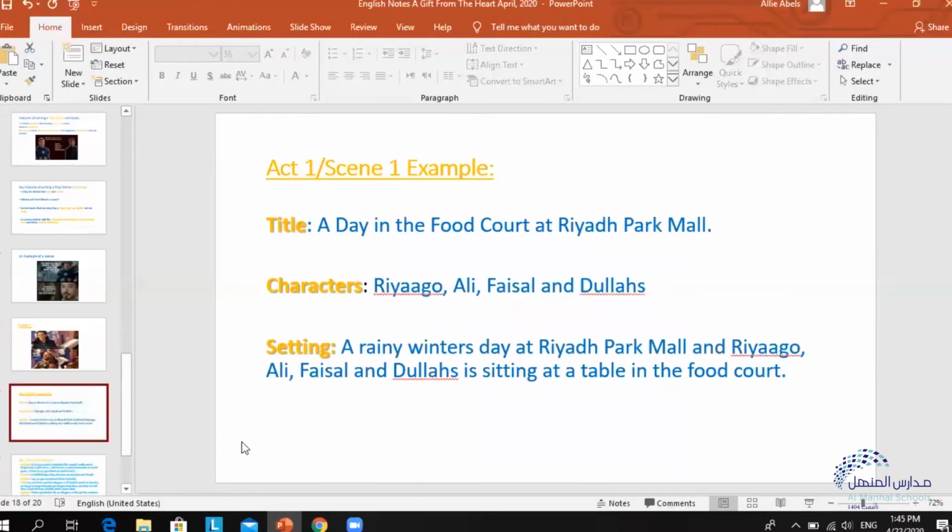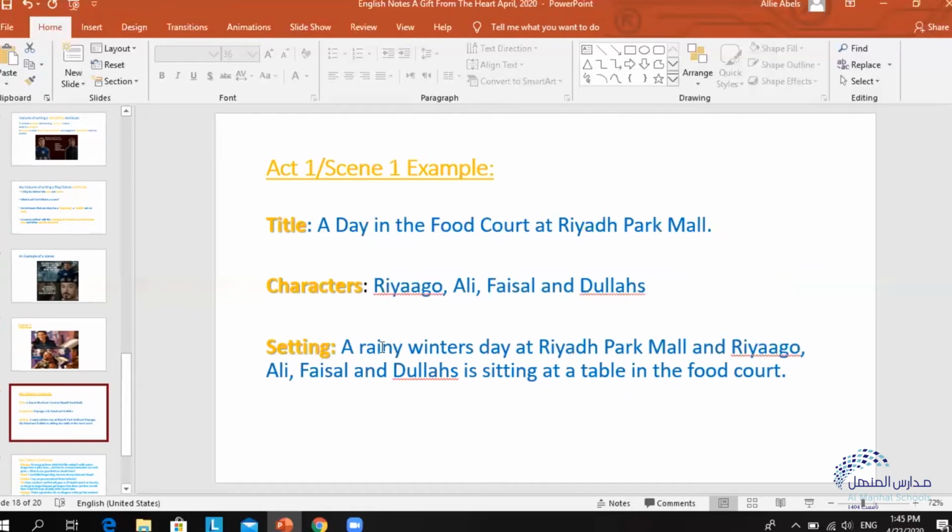And then I prepared an example of how to write a scene. The first thing we need is a title for the scene we're writing, or an act we are writing. Then we have to have characters. I used Riago, Ali, Faisal, and Dulas. So these are the characters.